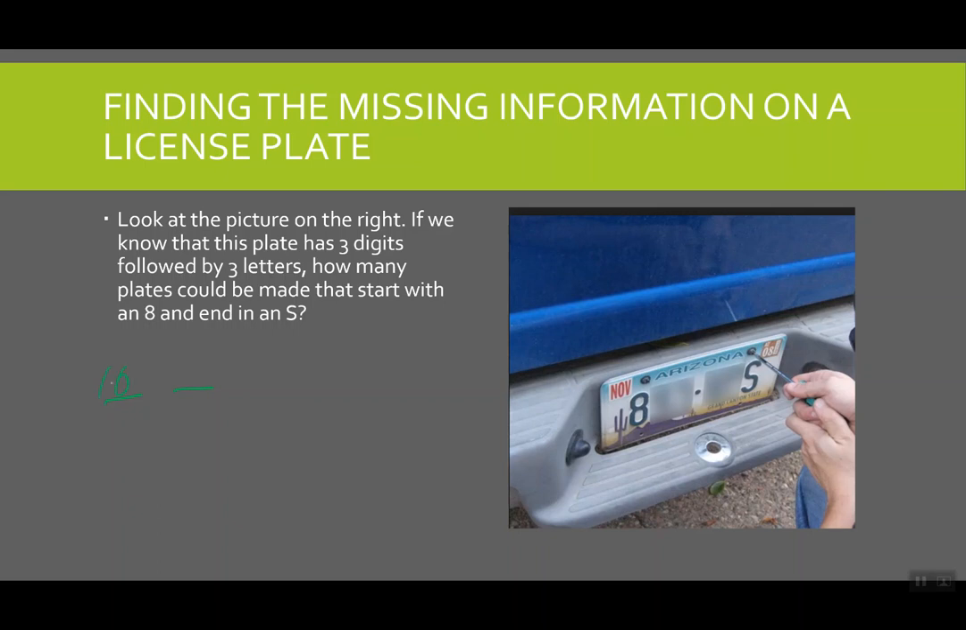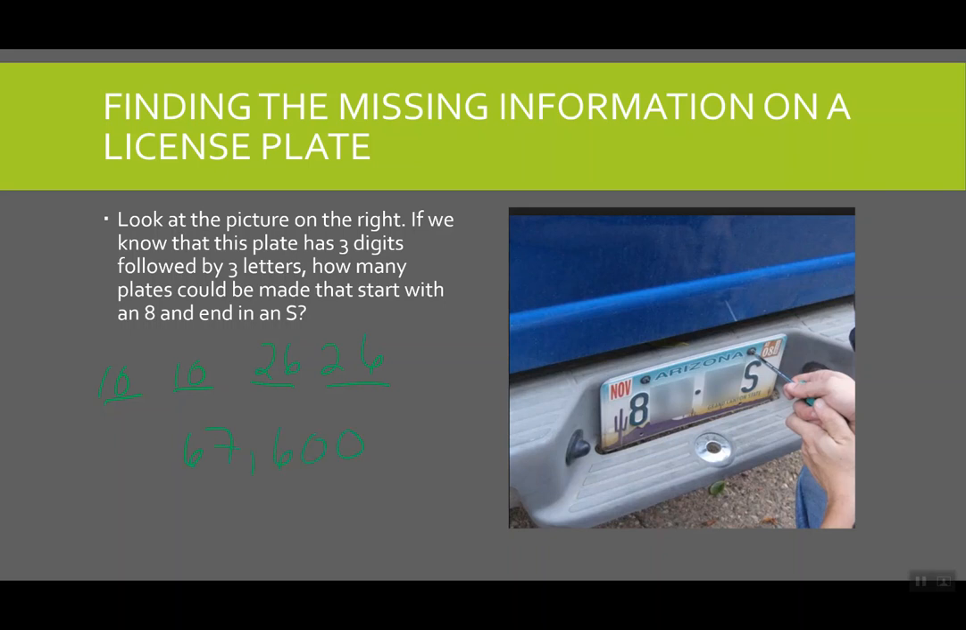So it says there are 10 choices for the second letter, 10 choices for the third letter, and then 26 choices for each of the missing letters. So I have 10 times 10 times 26 times 26, which says 67,600.